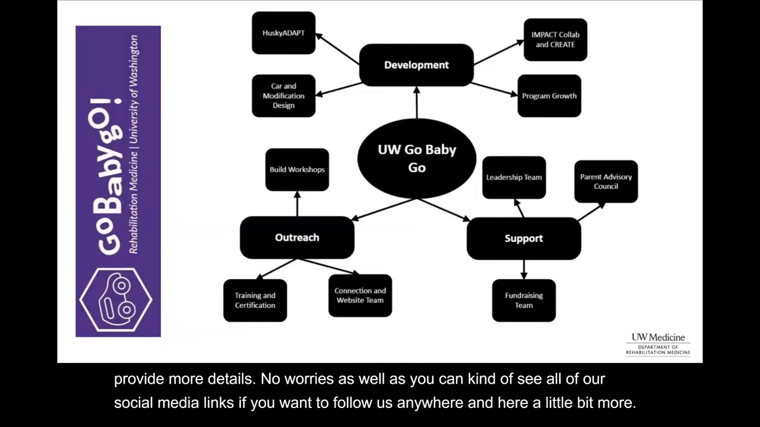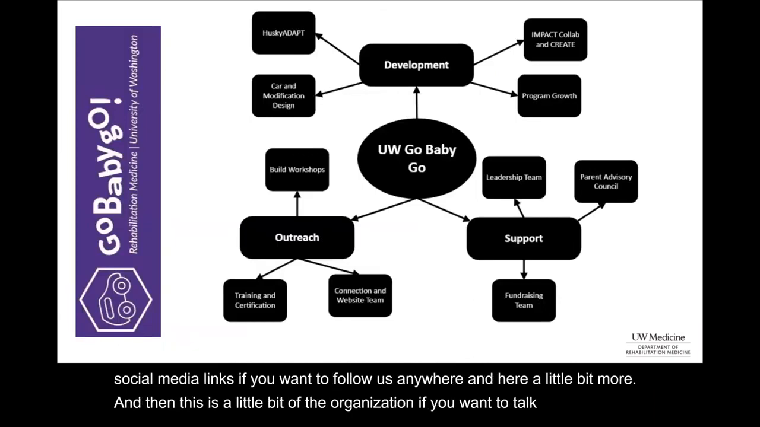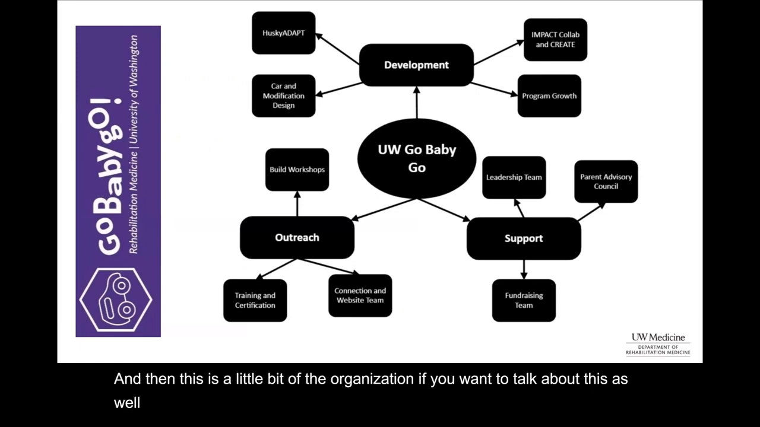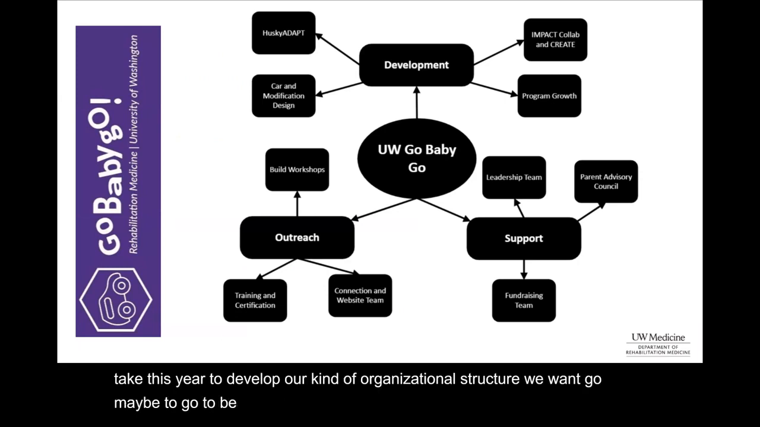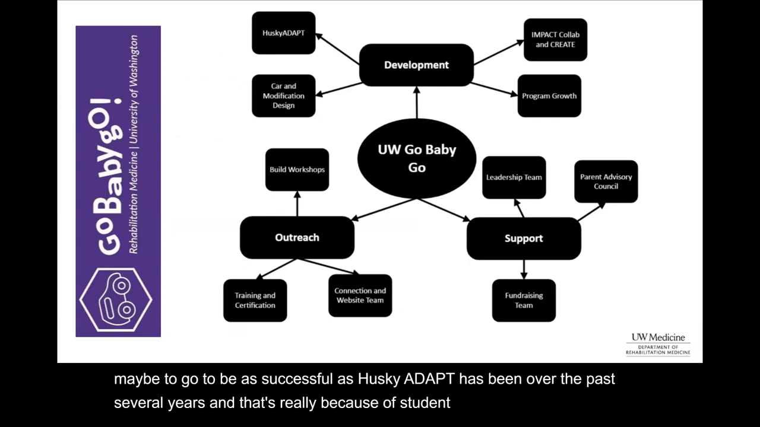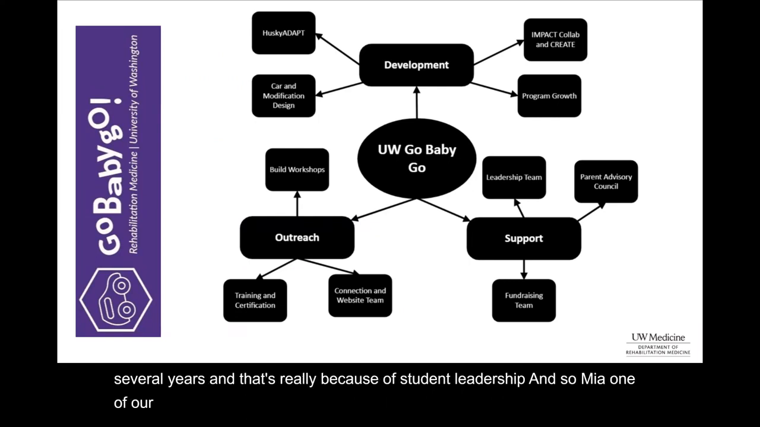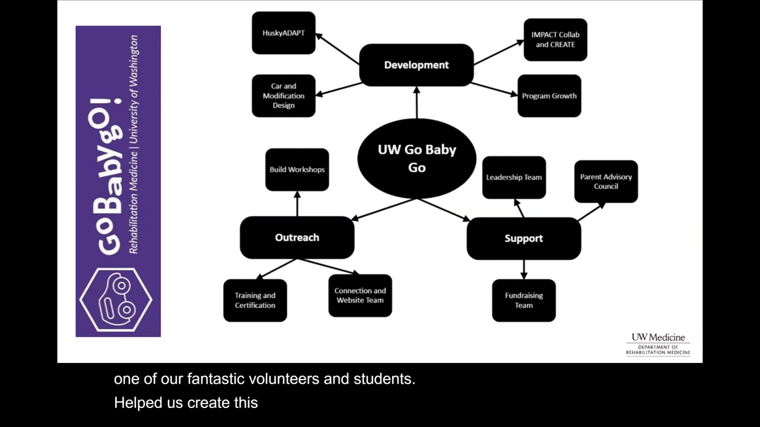And then this is a little bit of the organization, if you want to talk about this as well. Yeah, this is exactly what I was just mentioning, in that we really want to take this year to develop our organizational structure. We want Go Baby Go to be as successful as HuskyADAPT has been over the past several years, and that's really because of student leadership. Mia, one of our fantastic volunteers and students, helped us create this beautiful chart. So we're looking for folks to fill roles in all of these areas.